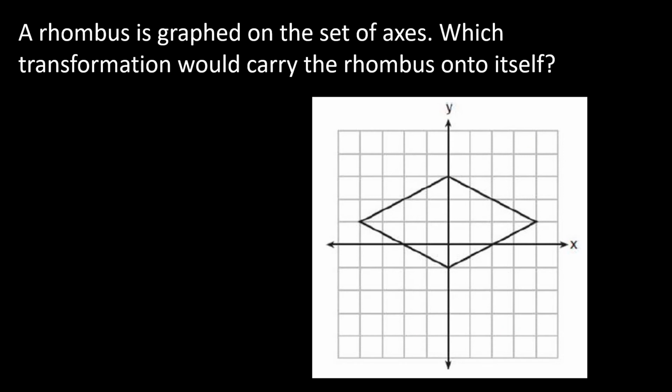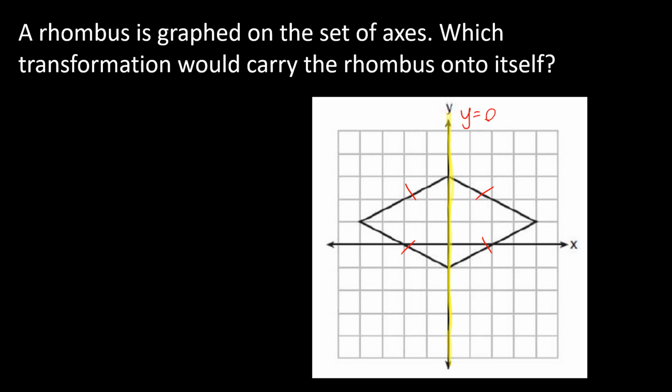Okay, looking at the last problem, it says a rhombus is graphed on the set of axes. Which transformation would carry the rhombus onto itself? All right, so knowing the properties of a rhombus, I know a rhombus has 4 congruent sides. And given the options that you had, the only option that makes sense in order for me to fold this rhombus onto itself would be to reflect it over the y equals 0 line. The y equals 0 line simply is the x-axis.